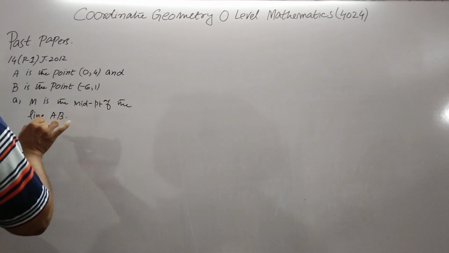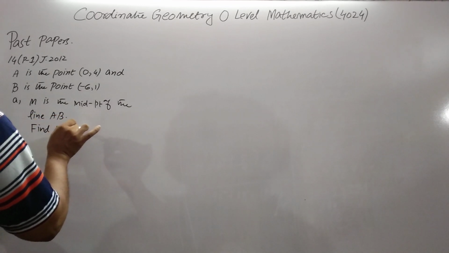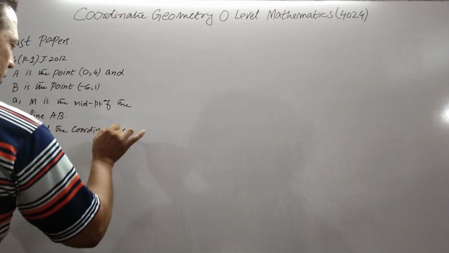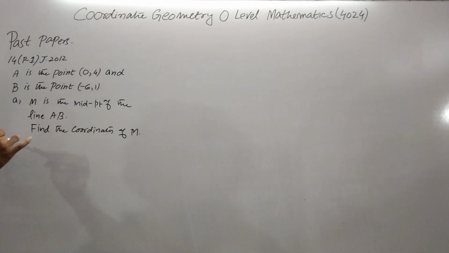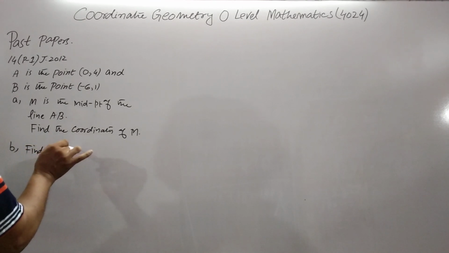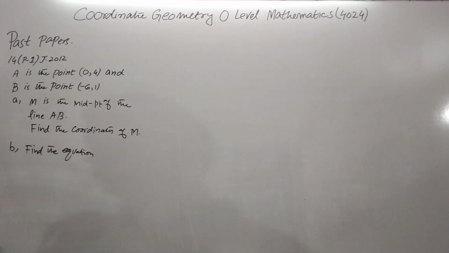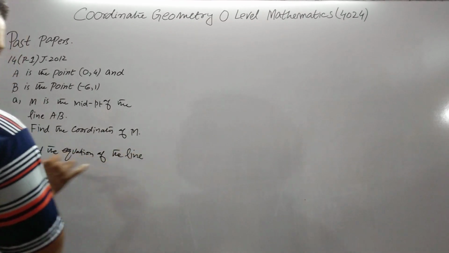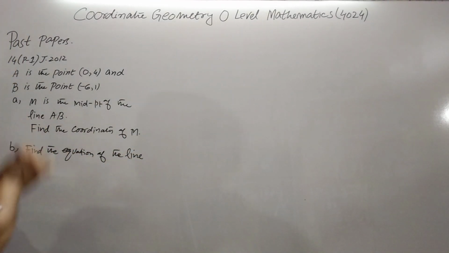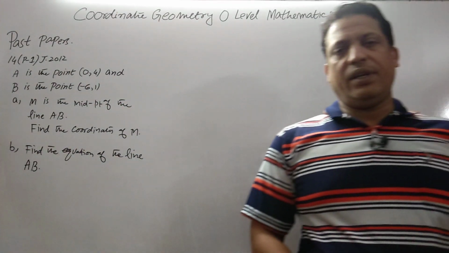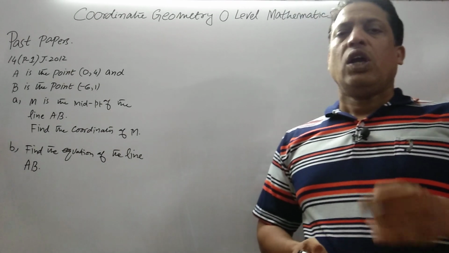Find the coordinates of M. Part B. Find the equation of the line AB. This is question number 14 from paper 1. Paper 1 means where calculator is not allowed.